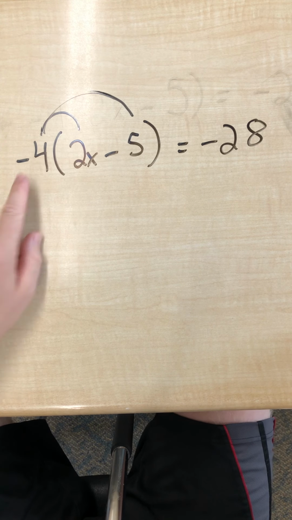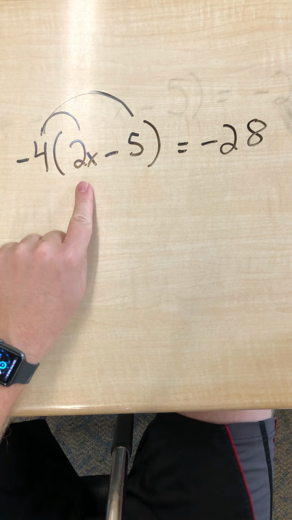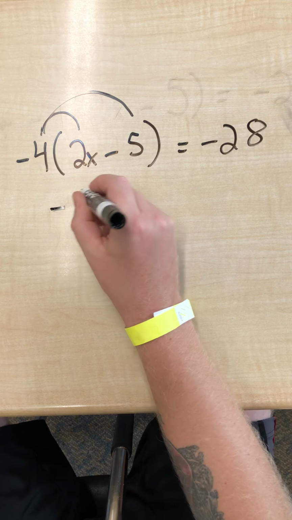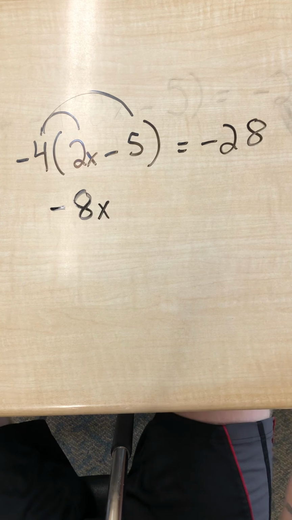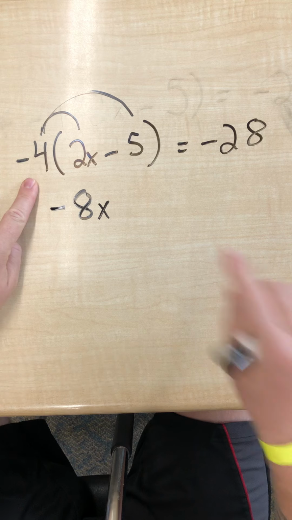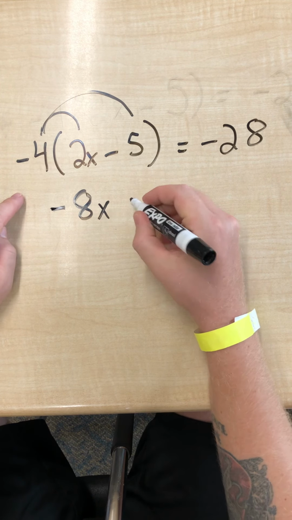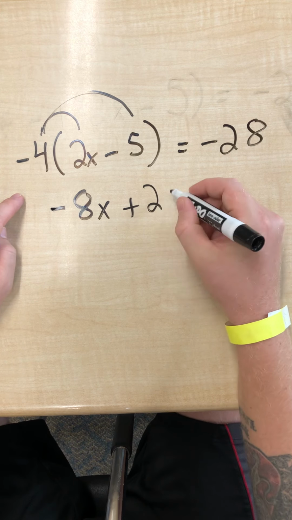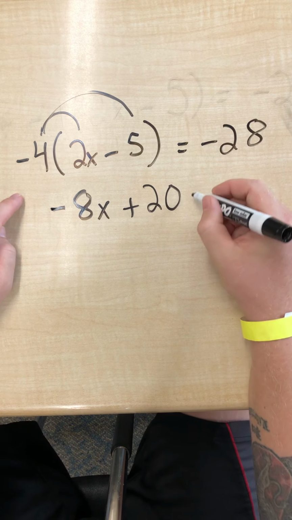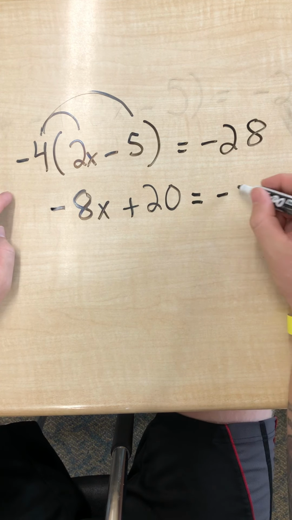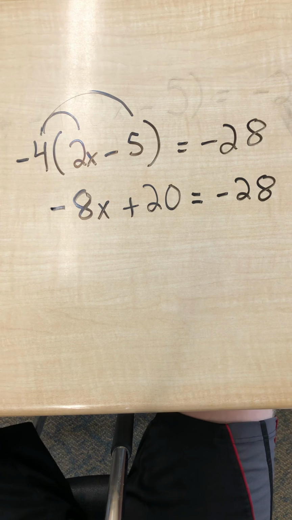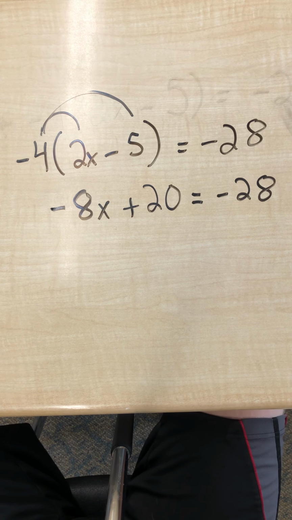And that's multiplication. -4 times a positive 2x, well that is a negative 8x. -4 times -5, well 2 negatives make a positive, and then 4 times 5 is 20. And then drop down that equal sign, that -28 did not change, okay? All right, here we go, let's see.